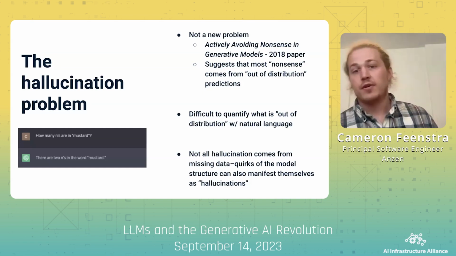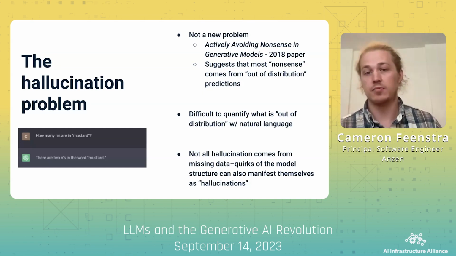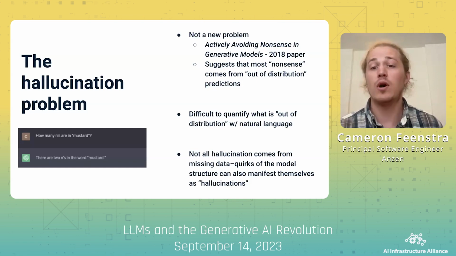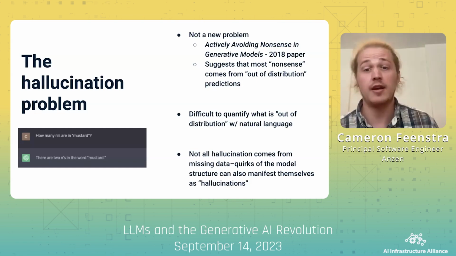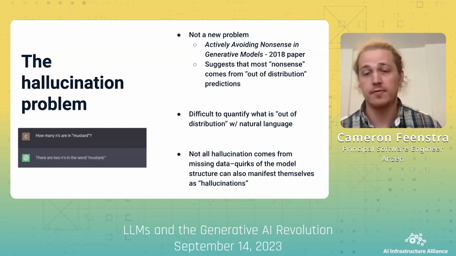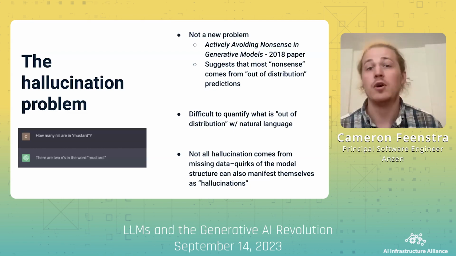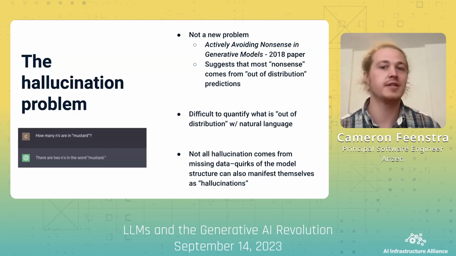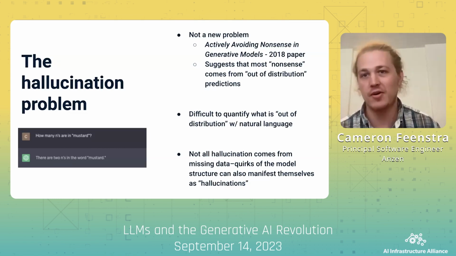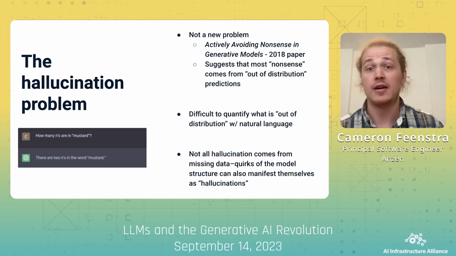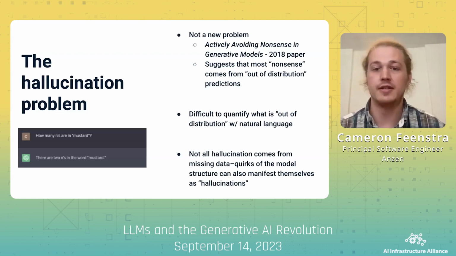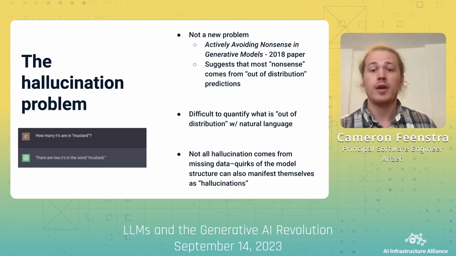So what's more difficult about generative models and language models in particular is that quantifying what's out of distribution is a lot more difficult. For example, you could say the exact same thing in two different ways, or if you're asking a model a question, there isn't a really good way to write some code that can understand what information is needed to answer that question in order to understand if that information is in the distribution or the training set for the model.